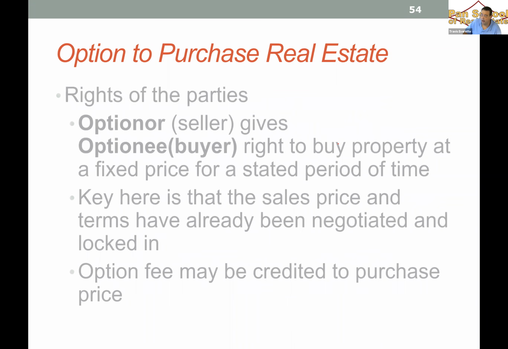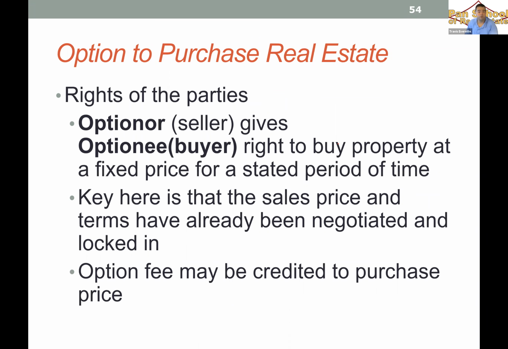We already talked about options to purchase. An option to purchase is a unilateral agreement where only one side has promised to do something. In an option to purchase, who has promised that they will do something? Has the buyer promised they will purchase, or has the seller promised that they will sell to you and nobody else? Which promise has been made? The seller. The seller has promised, but the buyer hasn't promised anything.